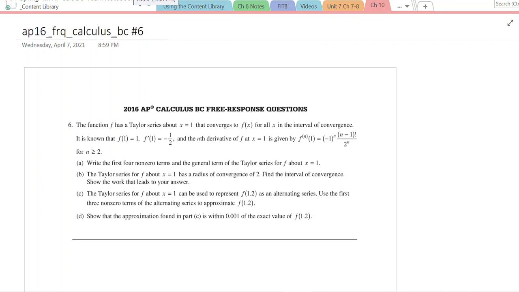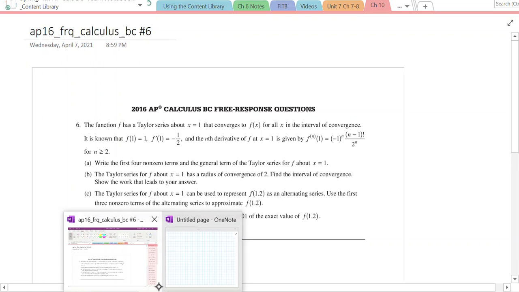All right, so today we're going to go over an actual free response problem, the number six free response problem, that is Taylor series.